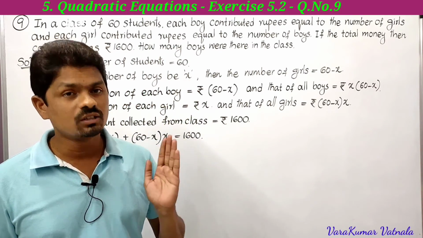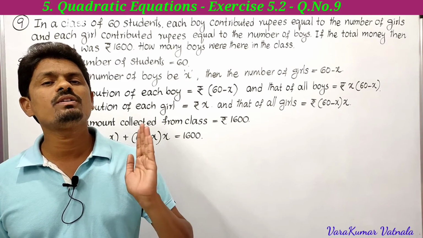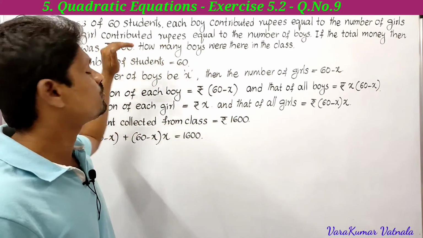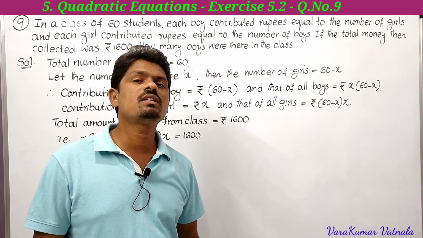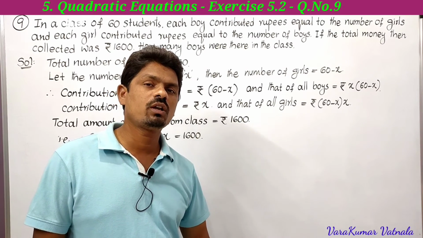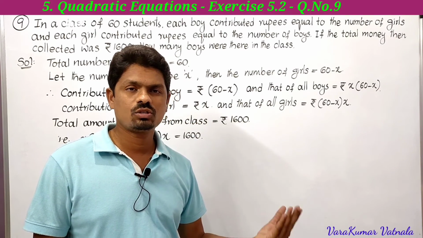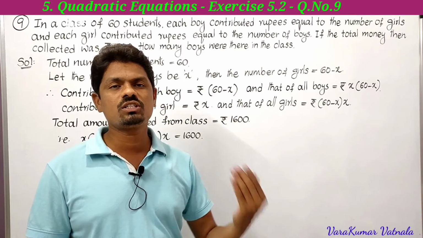Suppose if there are 30 boys in the class, each girl contributed rupees 30. So like this, the total money collected was rupees 1600, he is saying. So how can we find 1600? The contribution of total boys and the contribution of total girls. So the sum of the contributions of total boys and total girls is equal to 1600.